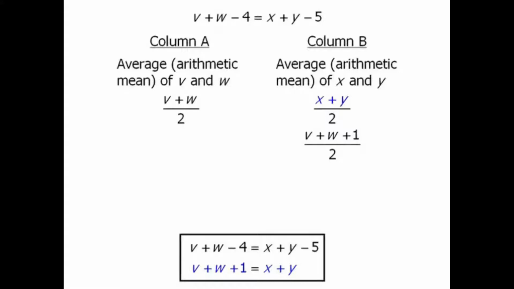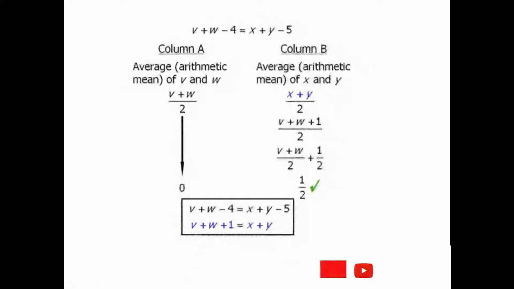At this point, I'm going to take our fraction in column B and break it into two fractions. Now we can see that we have v plus w over 2 in both columns. So let's subtract v plus w over 2 from both columns. And now we can see that column B is greater than column A, which means our answer is B.